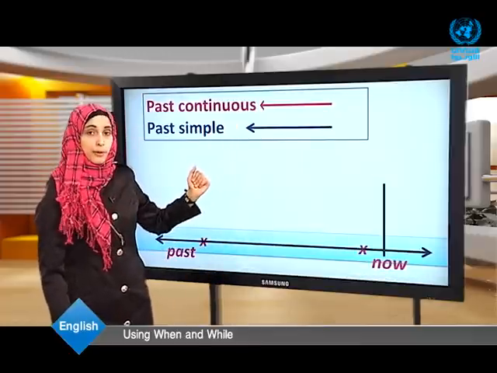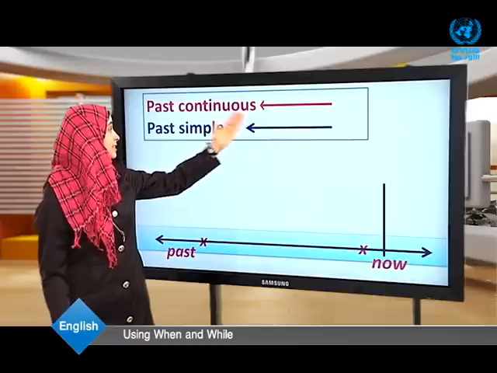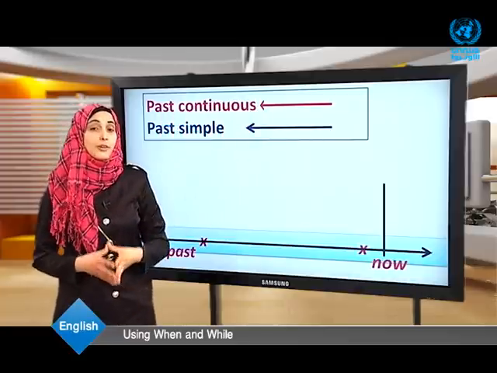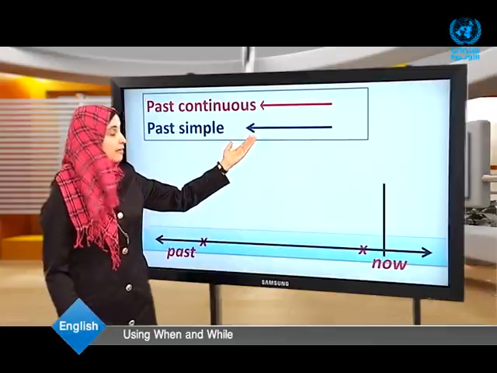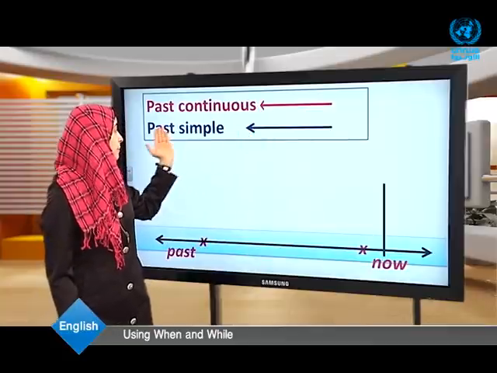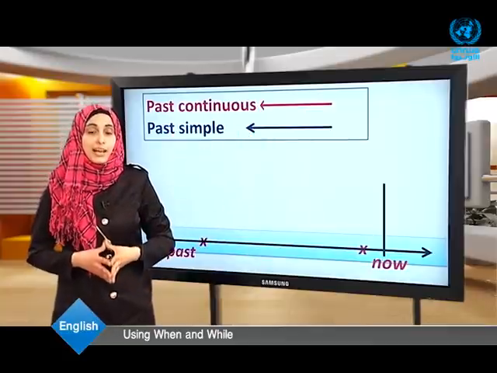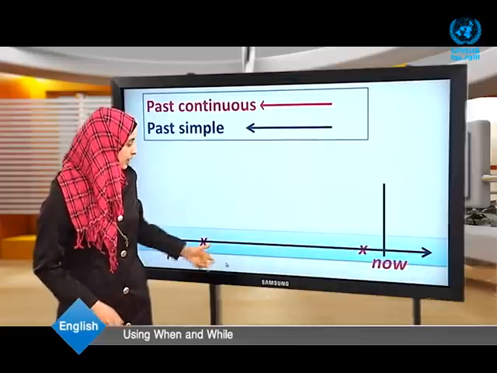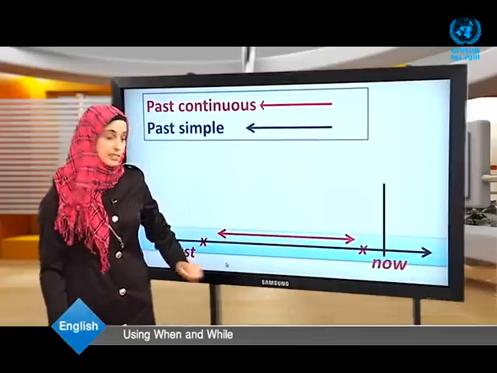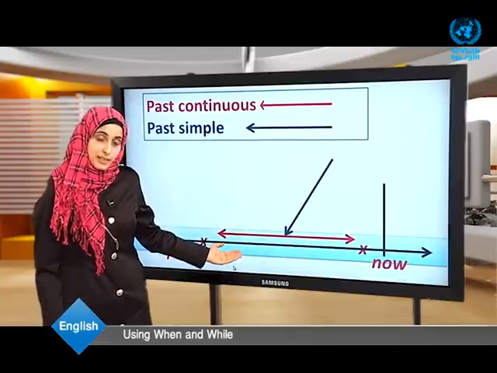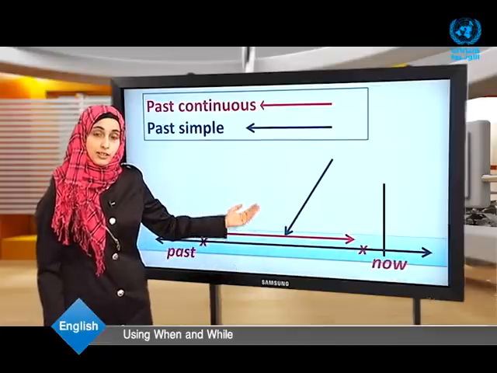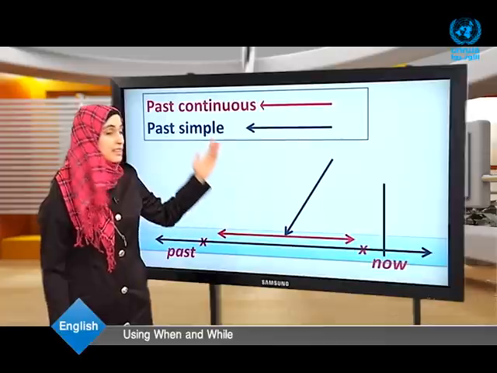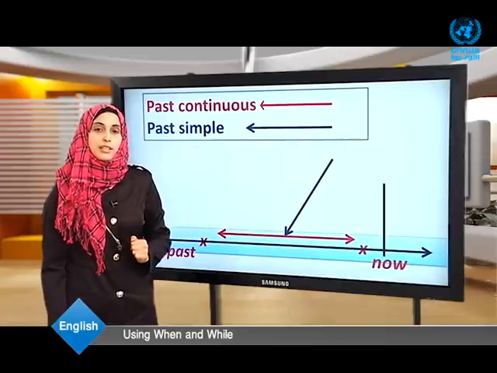Here we have two arrows. The red arrow represents the past continuous, which is the long action here. And we have the blue arrow, which represents the past simple, which is the short action, the action that interrupted the long action. Now look here, we have the past continuous, which was interrupted by the short action, which is the past simple. Now did you get that point?